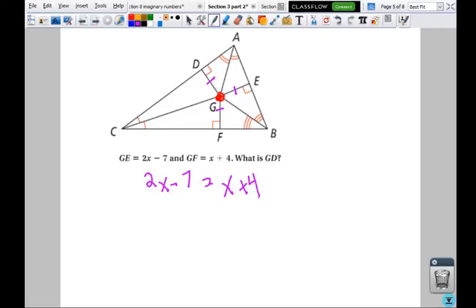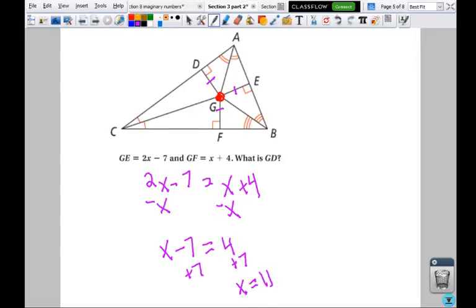If I want to find GD, all I need to do is find one of these, and whatever one is, that's what all three of them are. So I'm going to start by finding x. This is basically just an algebra problem. 2x minus 7 equals x plus 4. I'm going to subtract x on both sides, and I get x minus 7 equals 4. Then I add 7 to both sides, and I get x equals 11.